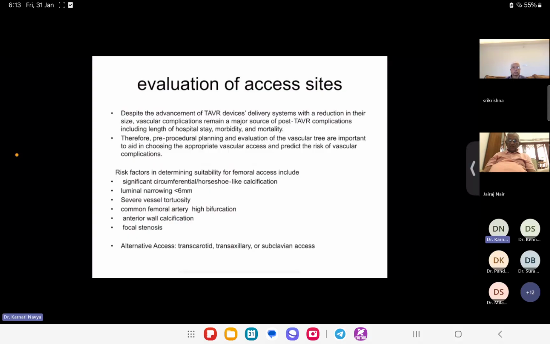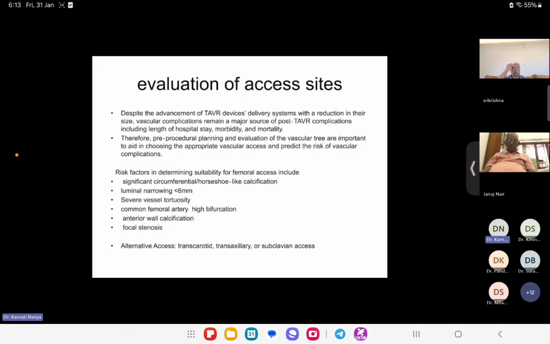Risk factors in determining suitability for femoral access include significant circumferential or horseshoe-like calcifications, luminal narrowing of less than 6 mm, severe vessel tortuosity, common femoral artery high bifurcation, anterior wall calcifications, and focal stenosis.